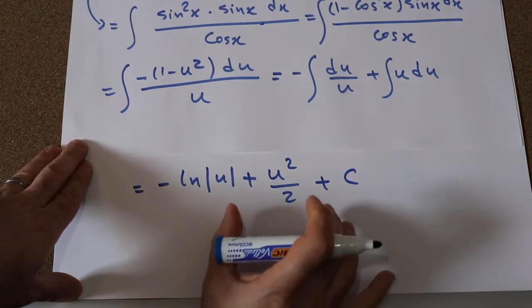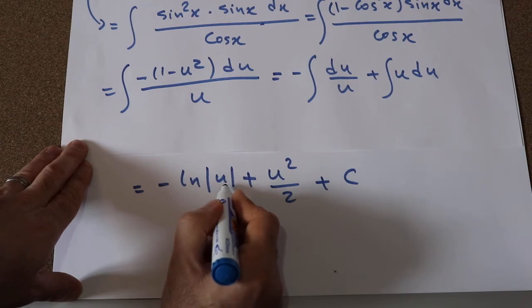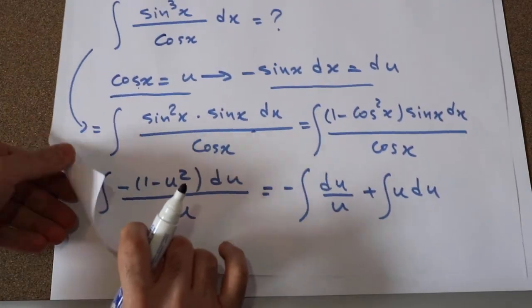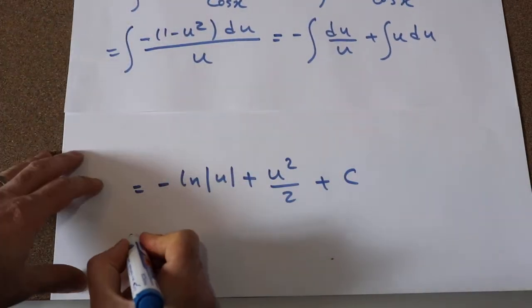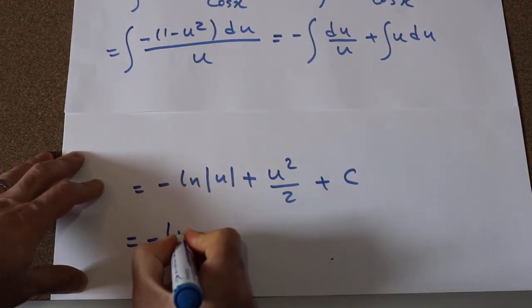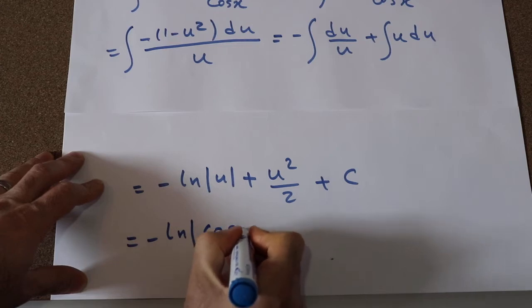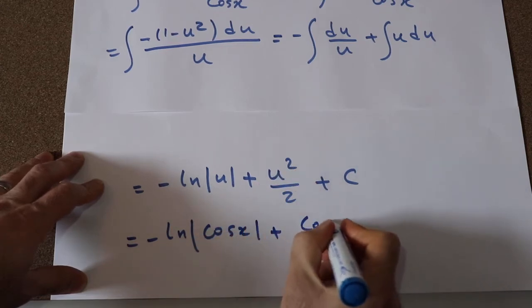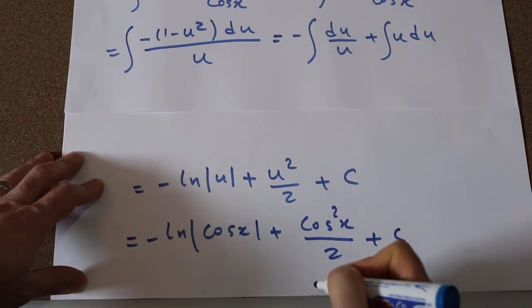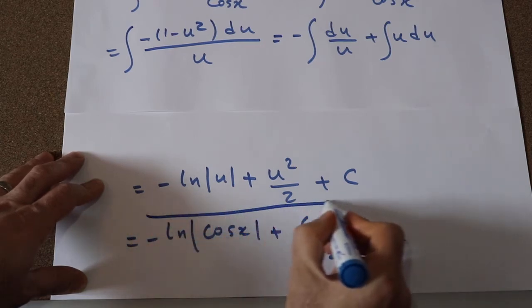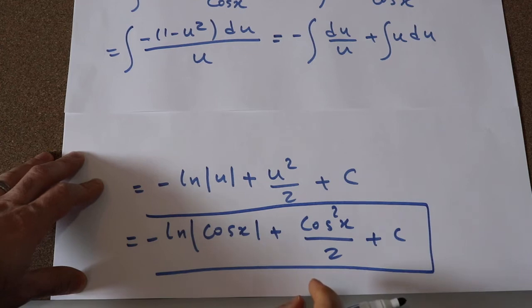All you need to do here is substitute the parameter u with its definition, which was cosine x. Therefore I can rewrite it as minus ln cosine x plus cosine 2x divided by 2 plus c, which is the constant of the integral. And that is the solution to our integral.